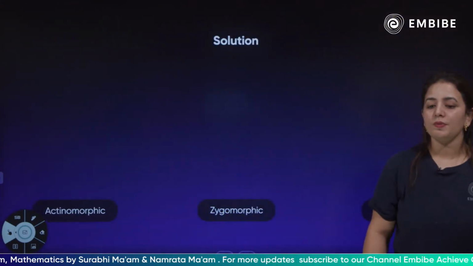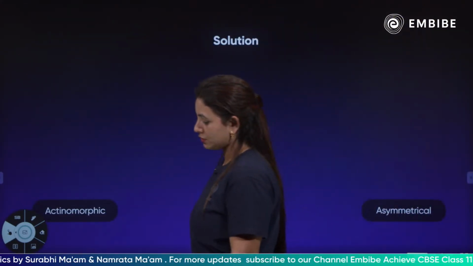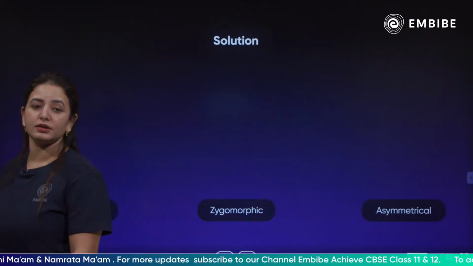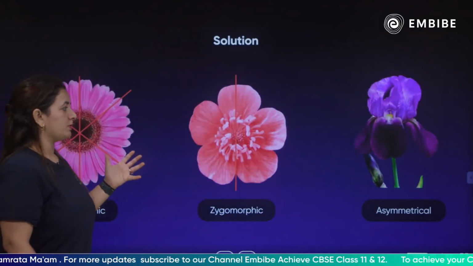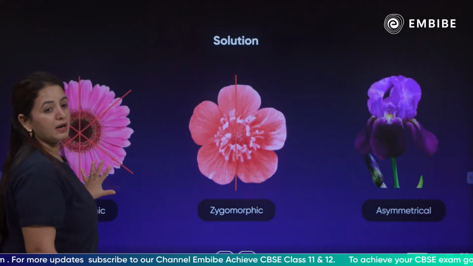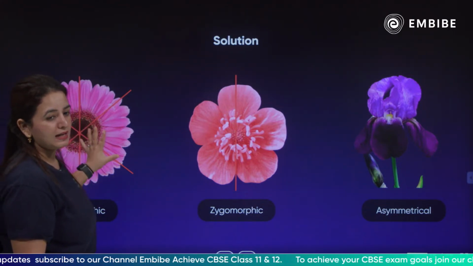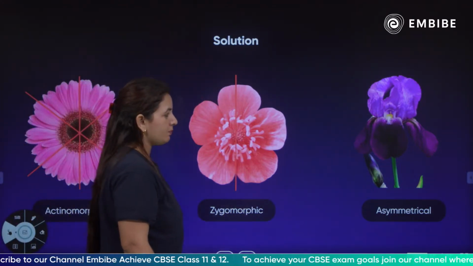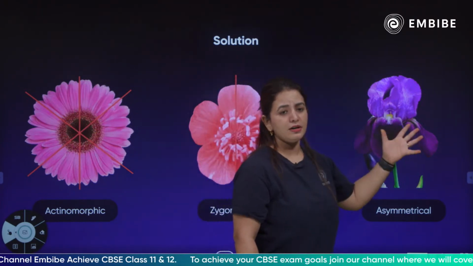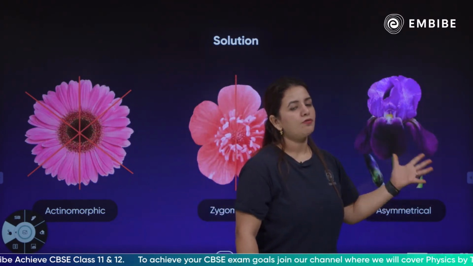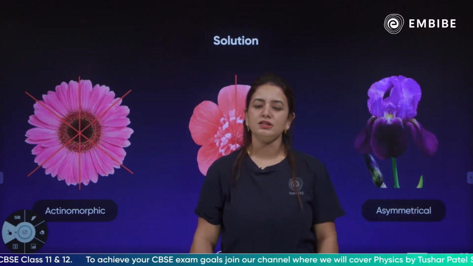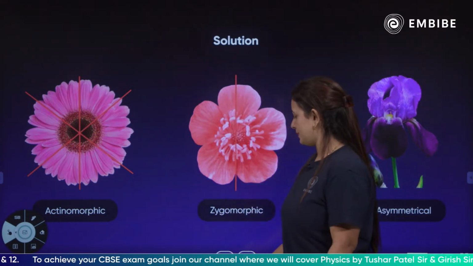Yes. When we talk about the symmetry of plants, an actinomorphic flower can be cut into two equal halves through any radial plane, while an asymmetrical flower can never be cut into two equal halves from any plane. So these are the three categories of symmetry.